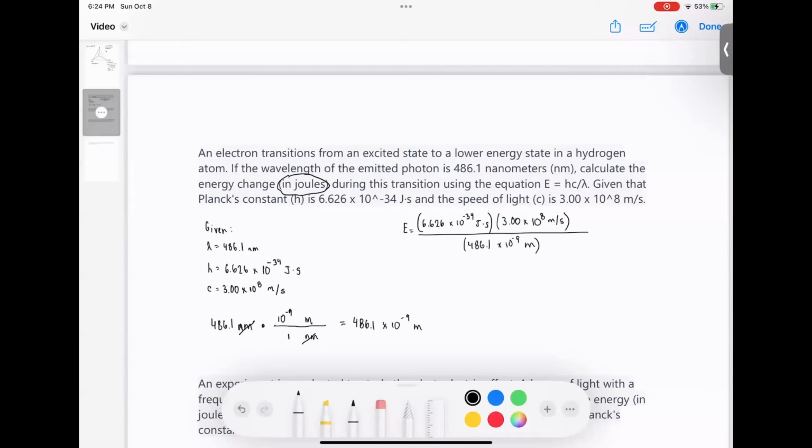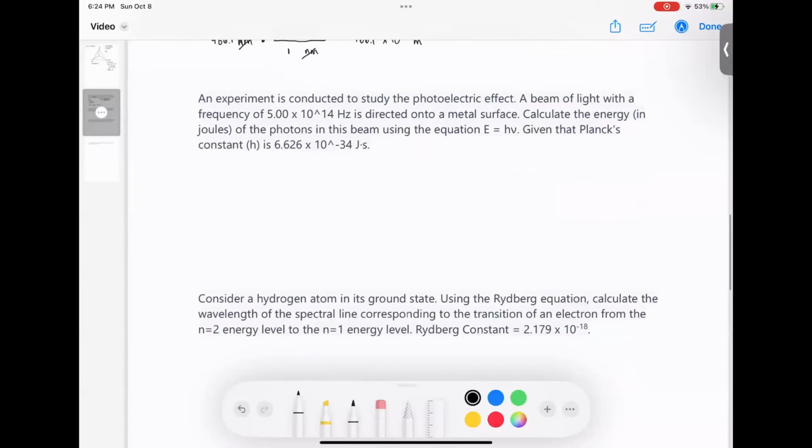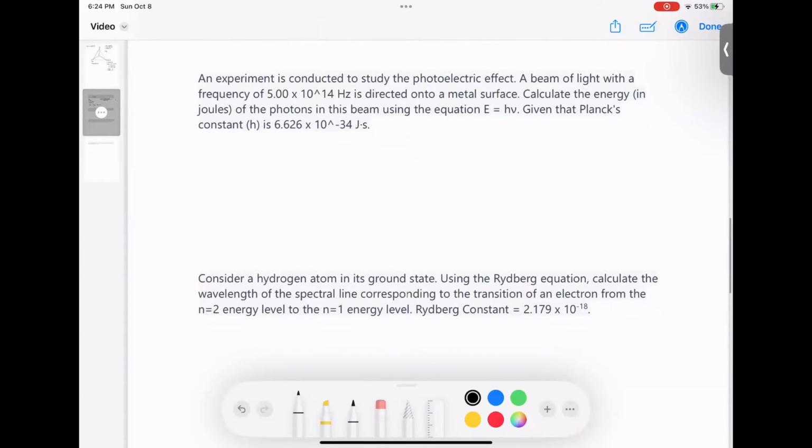Now look at this. Meters and meters cancel, seconds and seconds cancel. Our end unit will be in joules. I'm not going to calculate it for you, but hopefully you can put it into the calculator properly. If not, you can always come visit us down in the Learning Center. We can help you understand how to put things in a calculator. But try calculating that on your own and see if you get an answer that works out. Okay, great. So we'll move to the next question.